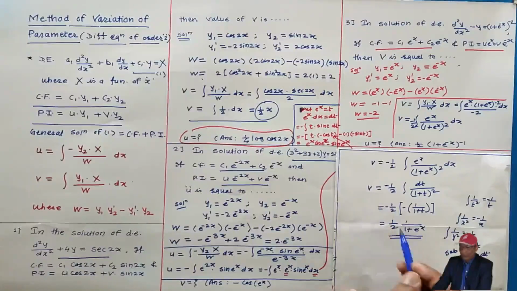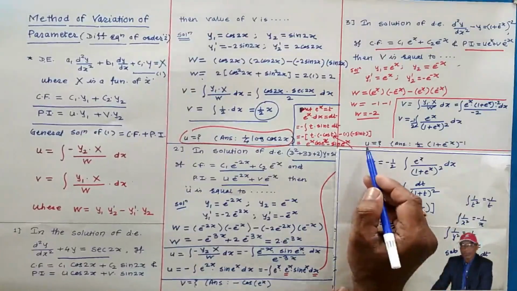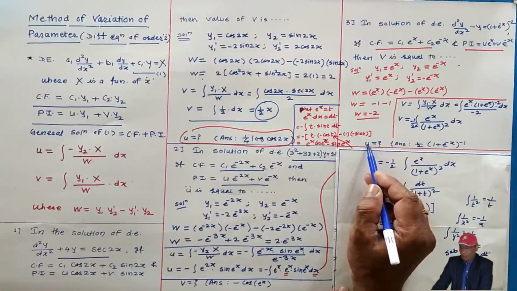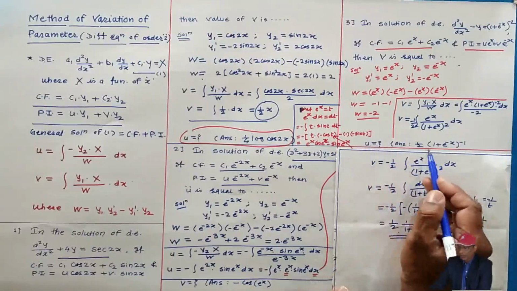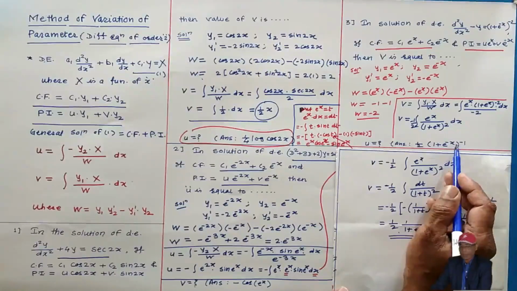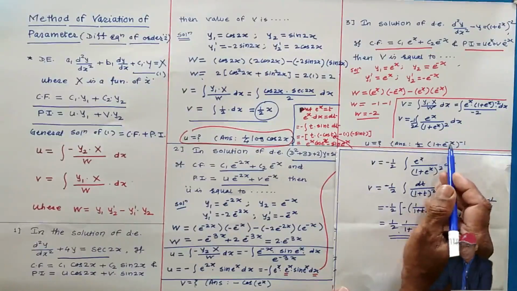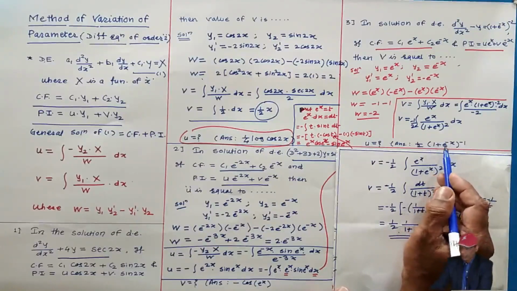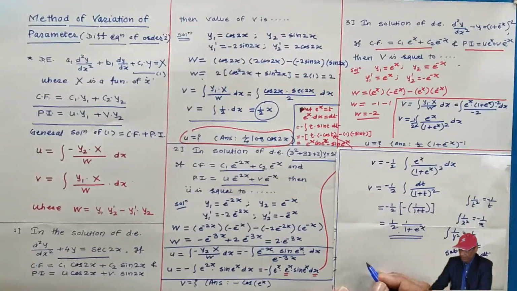The value of v we found. Now in this problem, the value of u you have to find. This is for your homework. And what will be the value of u? Value of u will be 1 by 2 in bracket 1 plus e to the power minus x raised to minus 1. Raised to minus 1 means 1 by 1 plus e to the power x. Okay, raised to power minus 1 means like this. What is the meaning of this?